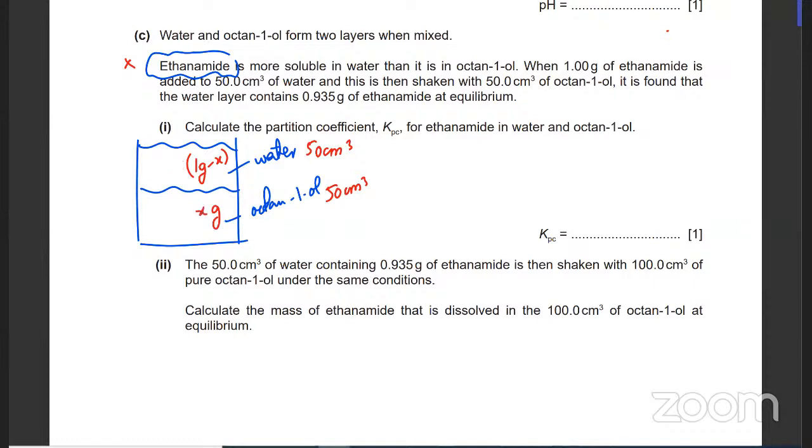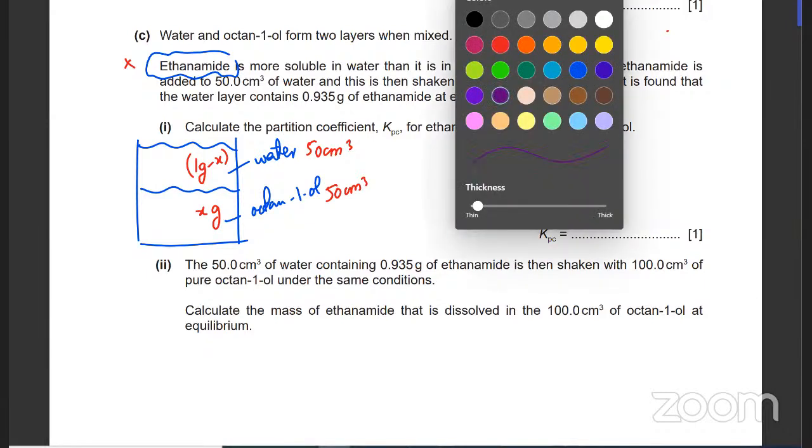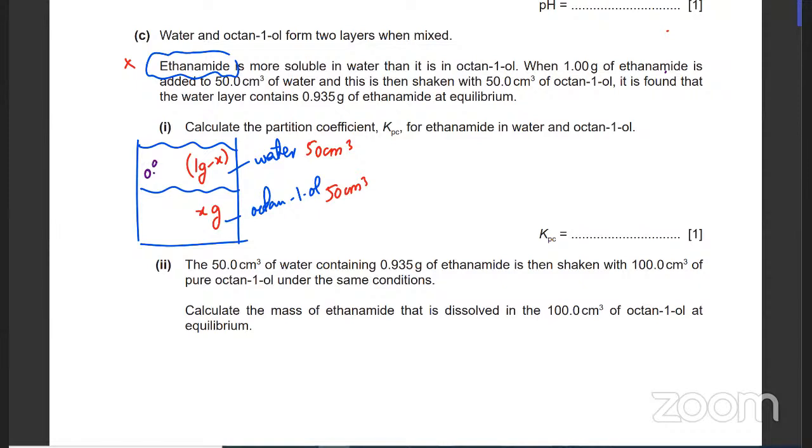So X grams go into the other layer. And it is found that the water layer contains 0.935 grams of ethanamide. So you started off with 1 gram. So what mass do you have now? That's 0.935 grams, right? So how much of it actually went in the other layer? That's going to be 0.065. Okay, so I even have the mass.